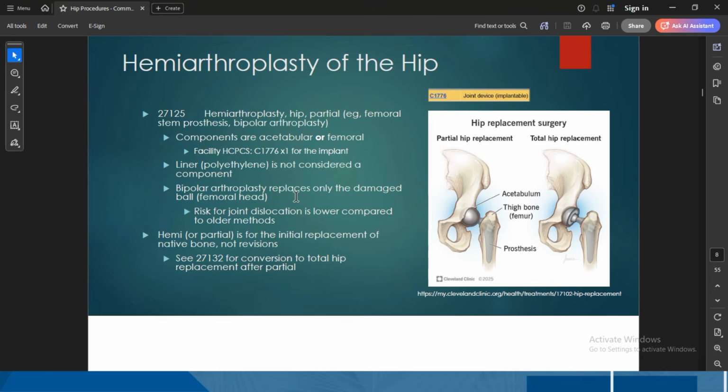Bipolar arthroplasty replaces only the damaged ball, the femoral head. So this one is the femur. The physician will remove this femoral head only in the bipolar arthroplasty. And this hemiarthroplasty is for the initial replacement of the native bone, not for revisions, as we have a separate set of codes for revision.